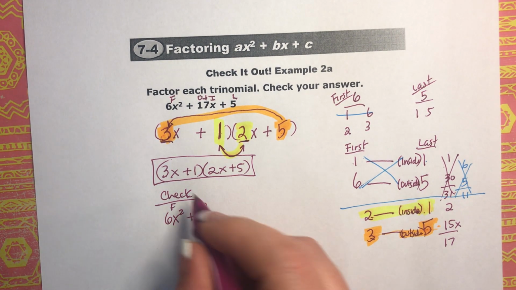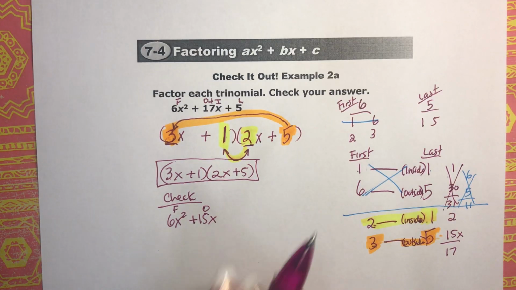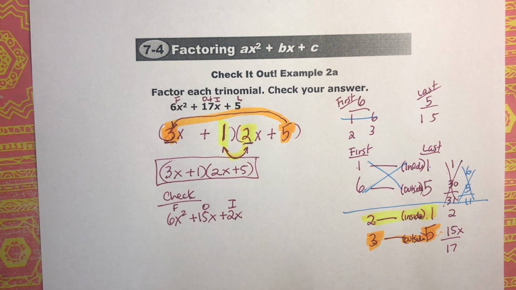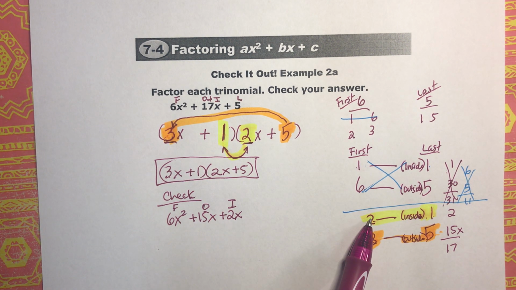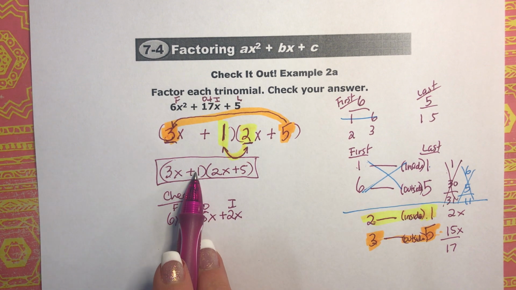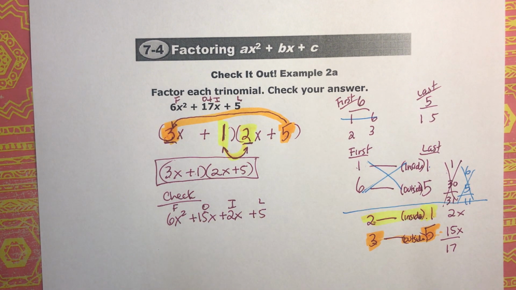That's that outside term. And then we're going to do the inside, 1 times 2x, which is going to give us 2x, and that's our inside term, right, which is right here, 1 times 2. That's our 2x. And then our last is 1 times 5, which is 5, and that's our last.